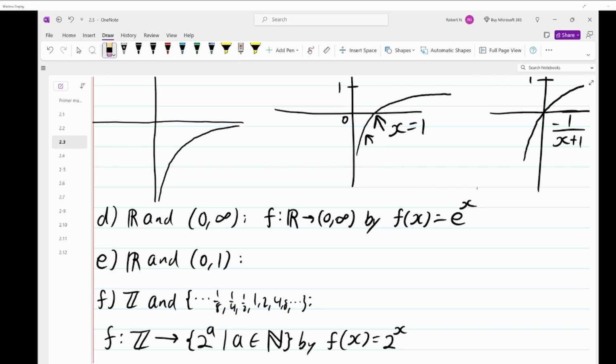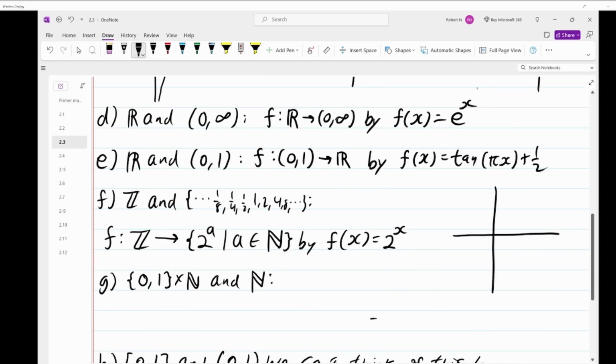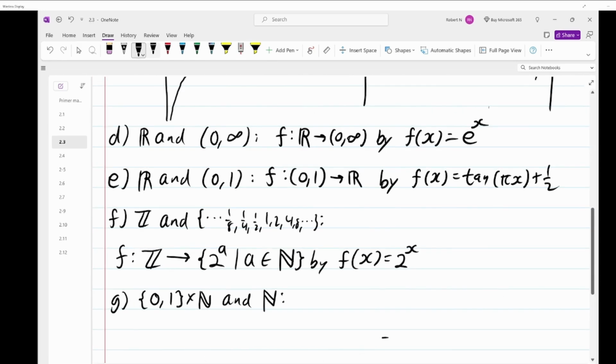Now this one's pretty unstandard. So I'll just give it to you. f of x, it's in my notes here, equals tan of pi times (x plus a half). And that's going to look, on (0, 1), like this. Oh my gosh. I have spoilers. Oh, well, it's fine.